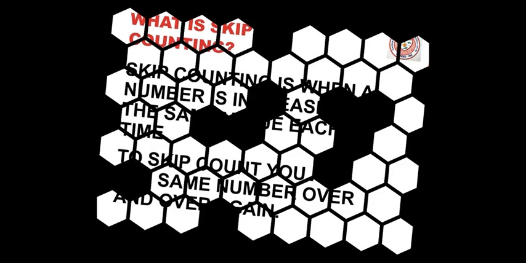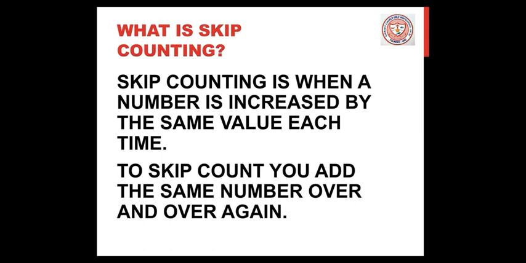So children, what is skip counting? Skip counting is when a number is increased by the same value each time. To skip count, you add the same number over and over again.